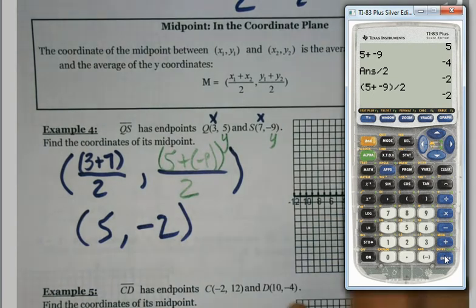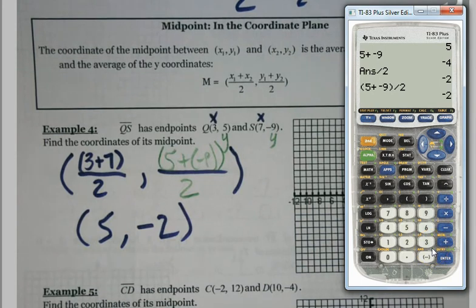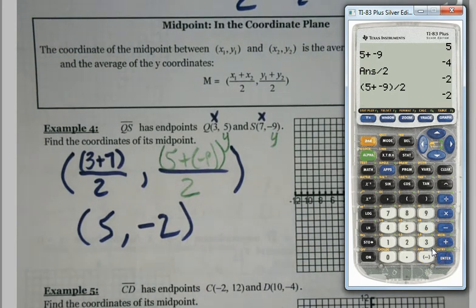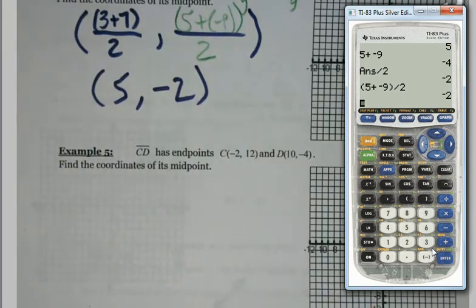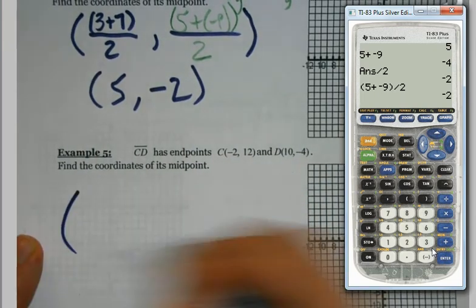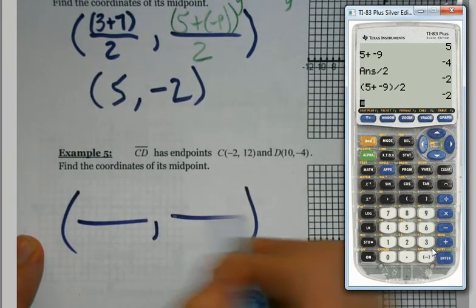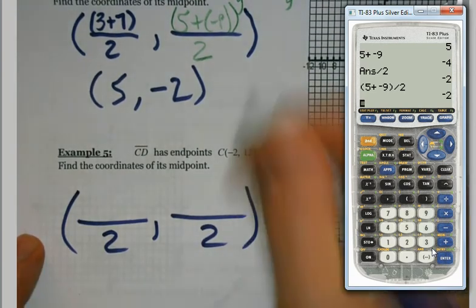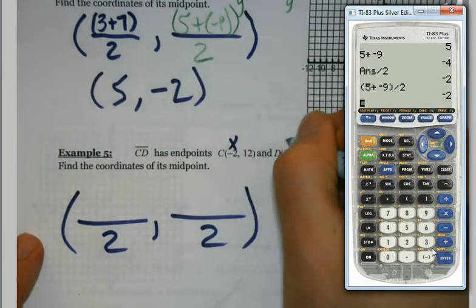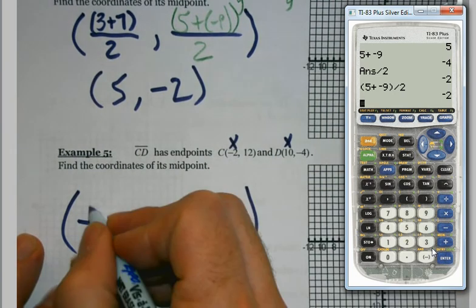But midpoint, I would never suggest trying to do it on the grid, because it's just not easy. This is going to be much easier. So again, midpoint is just like finding an average. I'm always dividing by 2, that never changes. And the only important thing here is I've got to make sure I use the x's first.